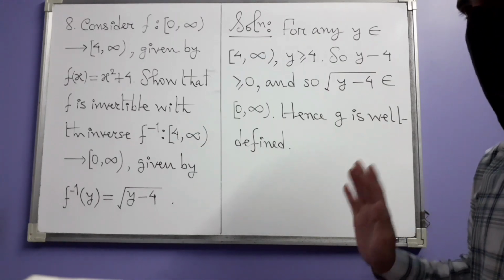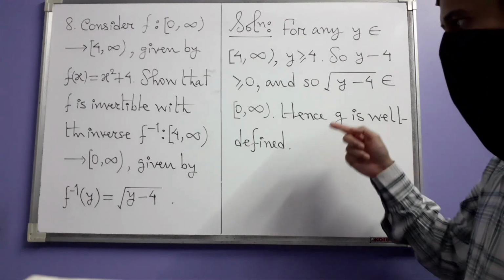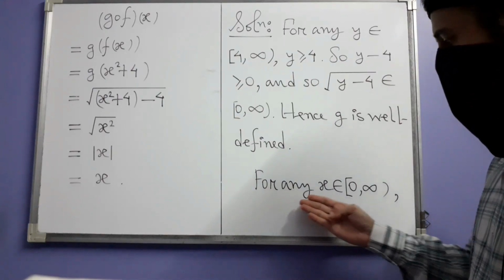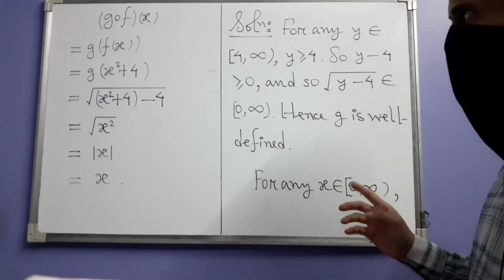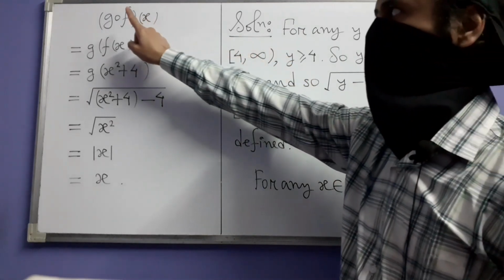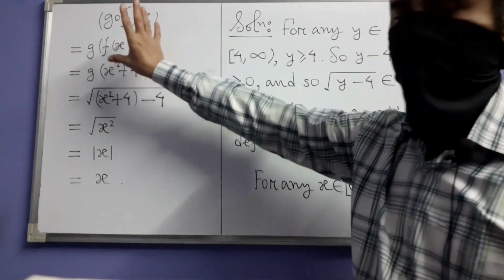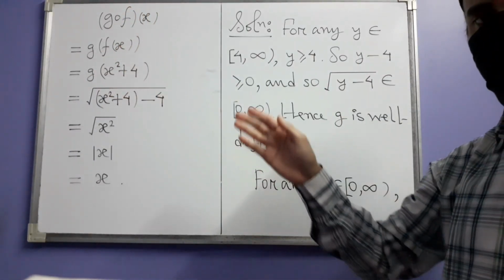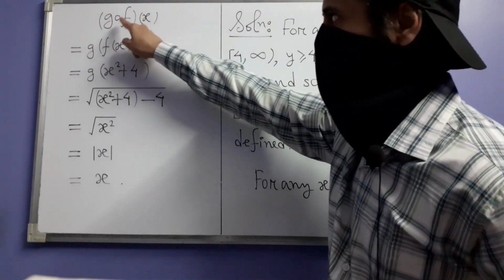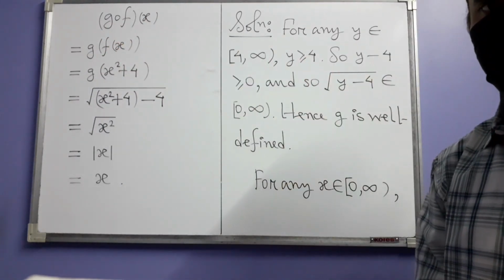Now that we have shown that g is well defined, that g is a legitimate function, we can next go for showing that g is really the inverse of that f. For that next part, we take any element x in the domain of f, that is 0, infinity, and then we calculate g composition f of x, because this composite map will have the same domain as f has. So that is why it makes sense to evaluate g composite f at x, which by definition is g of f of x.